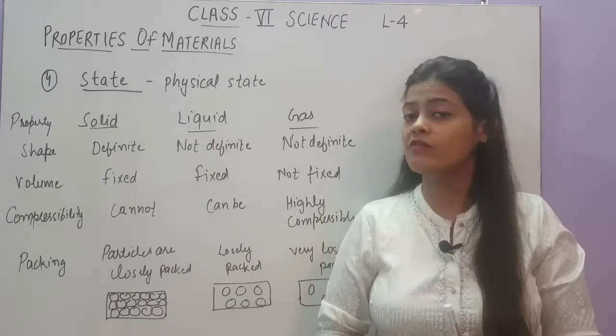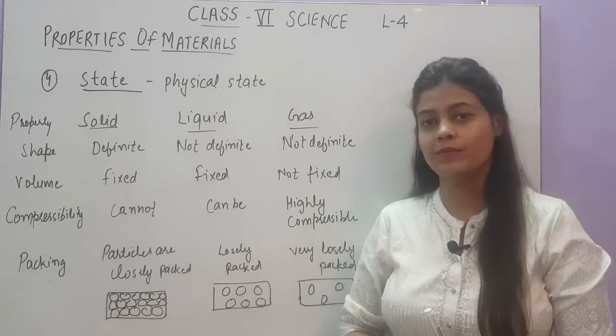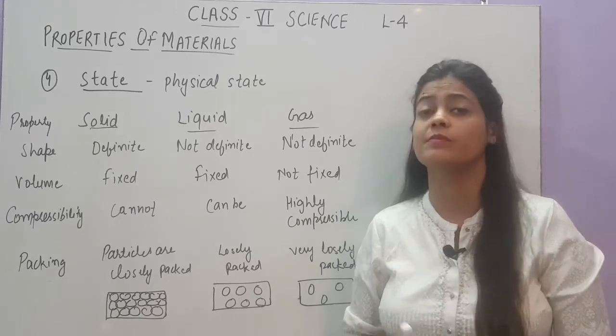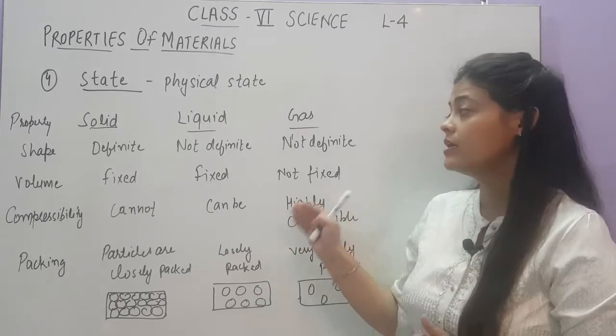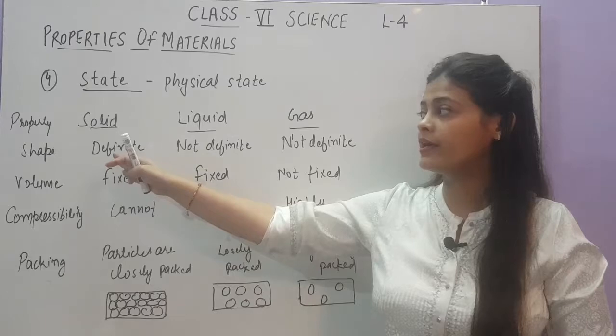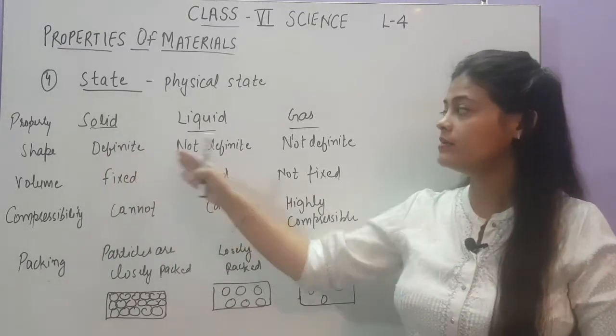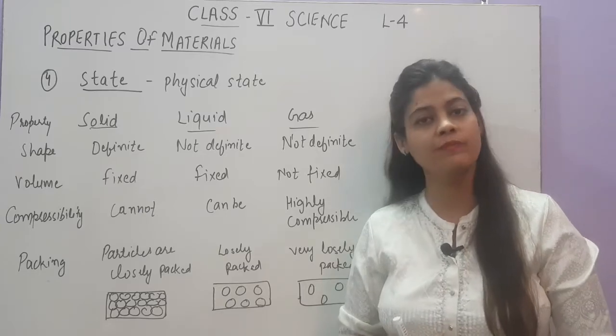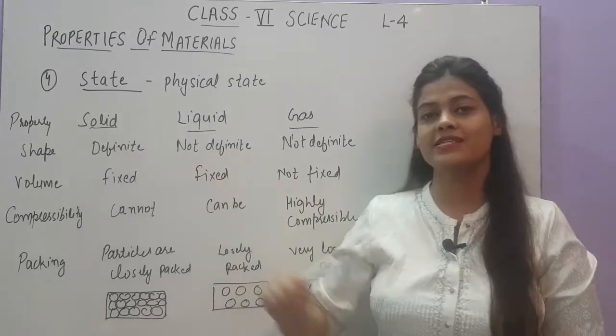These three things we have already discussed in class 5. Do you remember? We have discussed solid, liquid and gas, their properties, and there are many activities related to that. Let me remind you again. So here are the properties given, and these are the solid, liquid and gas, which are the three states of matter. So first is shape.